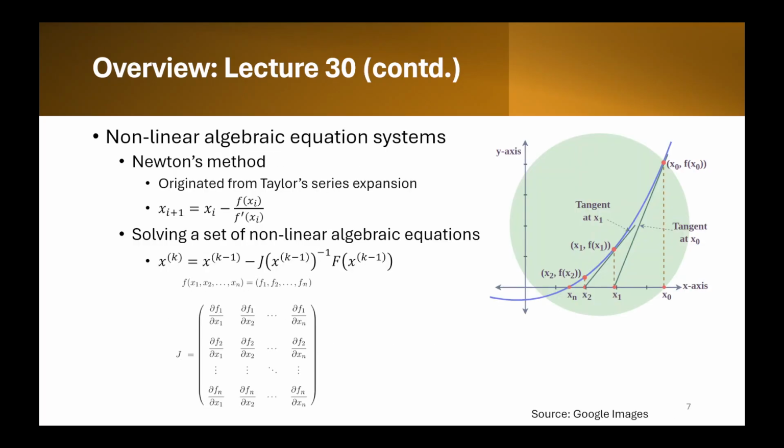So we look at Newton's method here, which originated from Taylor series expansion, and the basic formula for Newton's method is given here. And this is basically an iterative method. So suppose you need to find the solution of a function given here by this curve. This is a function, and you need to find its root. So what will be its root? Where it cuts the x-axis. So this is its root, and you need to find that root.